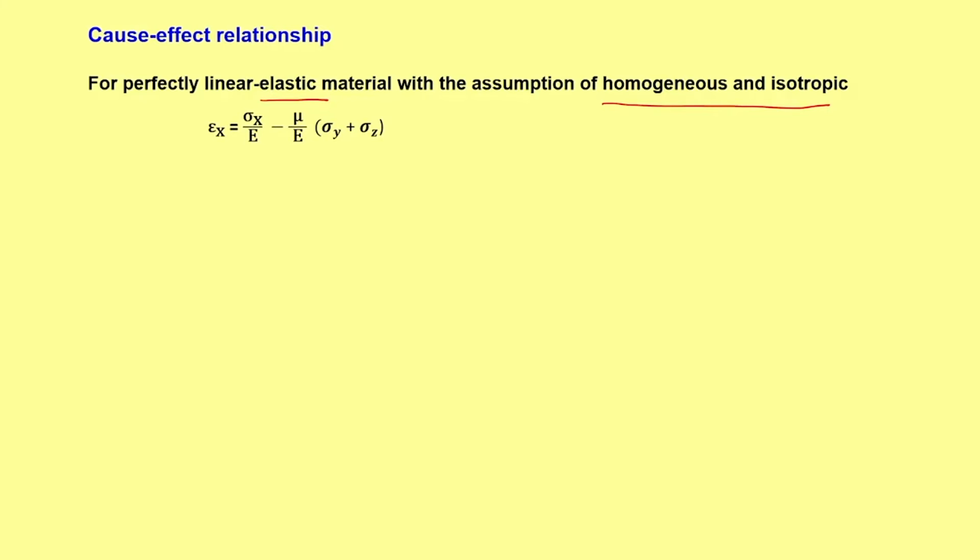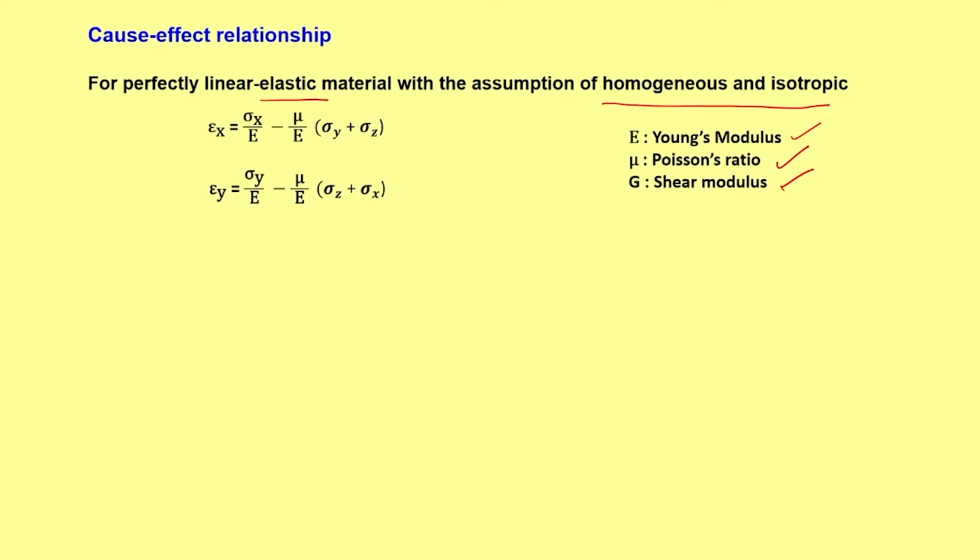There is a very fundamental relationship between stress and strain, where epsilon x, which is the linear strain in x direction, you can write in terms of stresses as sigma x by E minus mu by E into sigma y plus sigma z, where sigma x is the normal stress in x direction, E is the modulus of elasticity, and mu is Poisson's ratio. That is what is written here, Young's modulus, Poisson's ratio. There is one more term called G, which is the shear modulus. Similarly, you have epsilon y and epsilon z.